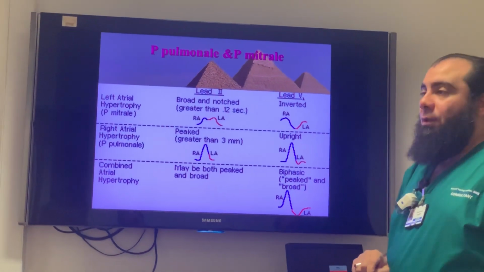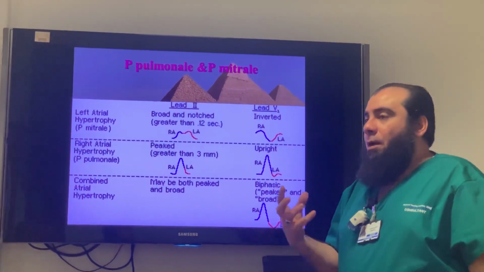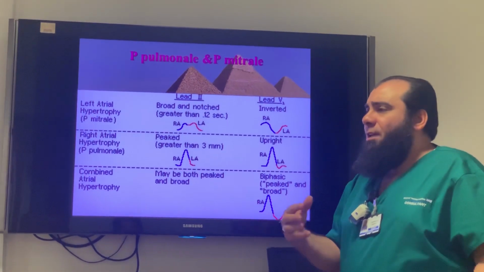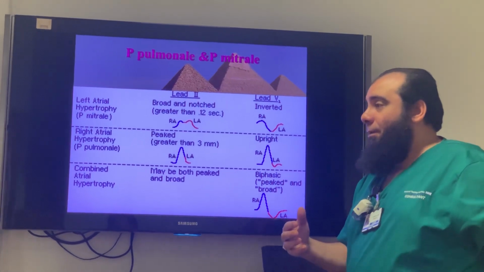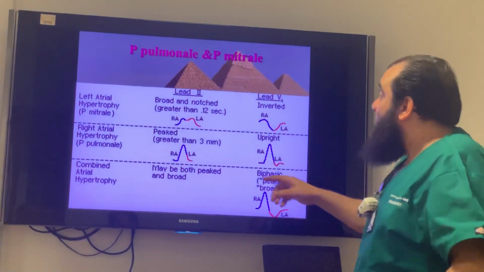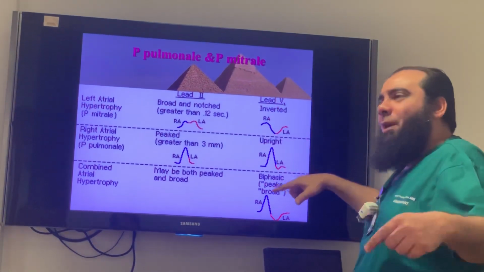Can we have both? We can. And actually the right heart can affect the left, by physiology. It's only a matter of time. Okay, so you can see a big one with a bifid. So big and wide with bifid.